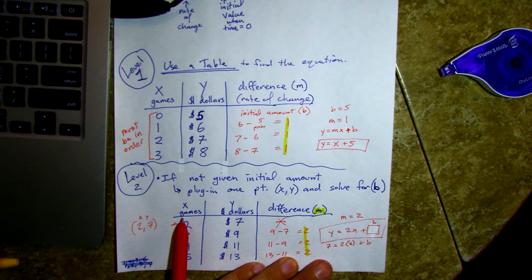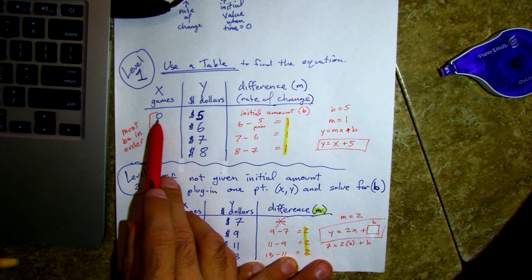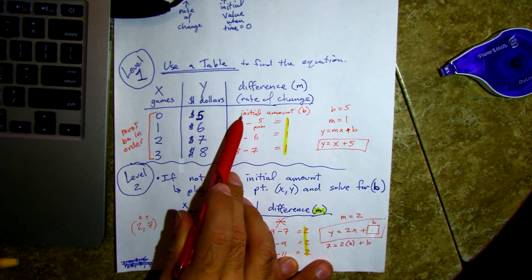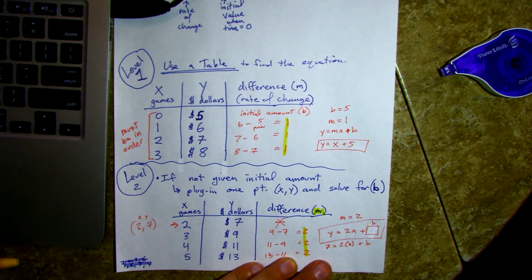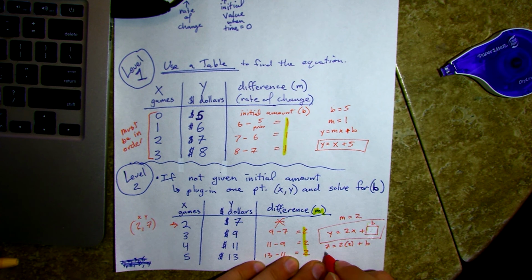So look, 7 is equal to 4 plus b, minus 4, minus 4. B is equal to 3. So look what I'm going to do. Put my 3 in there, and I'm done. Okay? So what did I do?